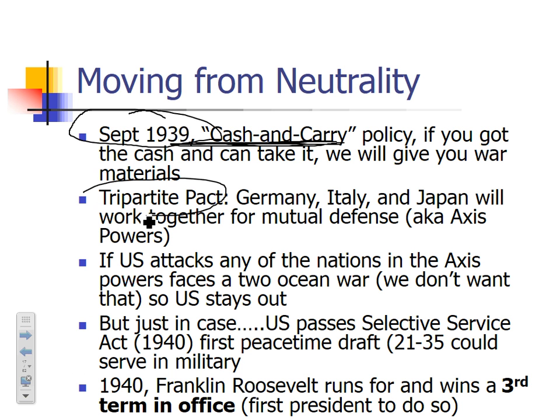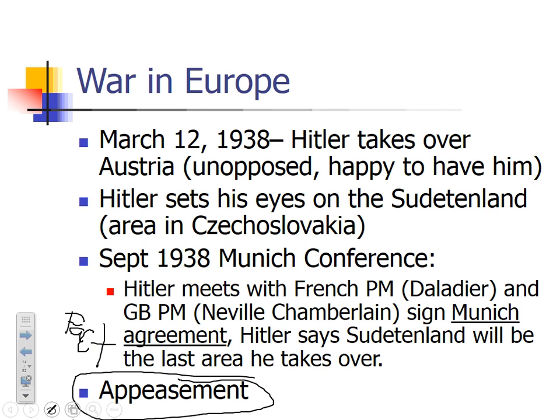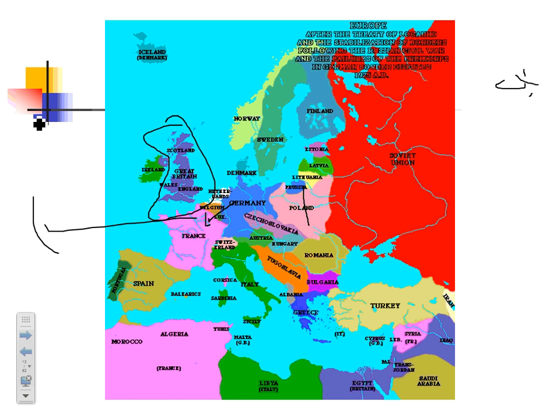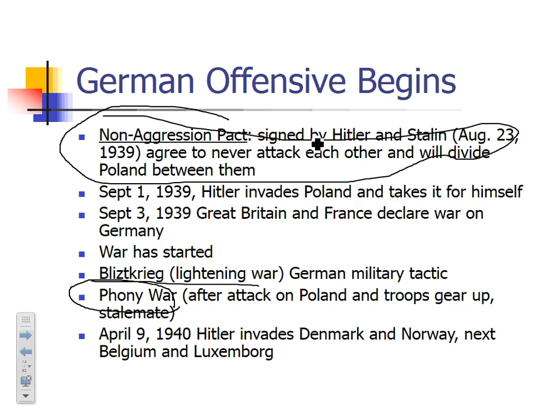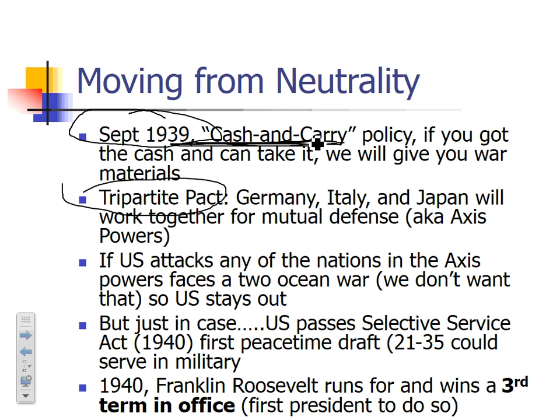We've already mentioned the Tripartite Act. All right, so if the U.S. attacks any of the nations in the Axis powers, we're going to face a two-front war. So if we had attacked Germany, Italy, or Japan, we would have had Germany coming at us on the Atlantic Ocean and Japan coming at us on the Pacific Ocean, and we didn't want to deal with that. We weren't ready for that. We're still in the middle of the Great Depression. We can't even take care of ourselves. We can't help other countries.